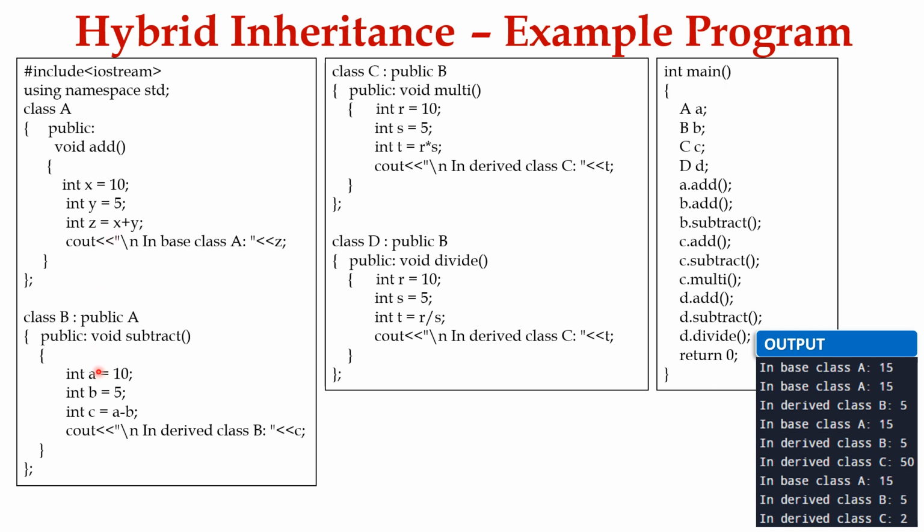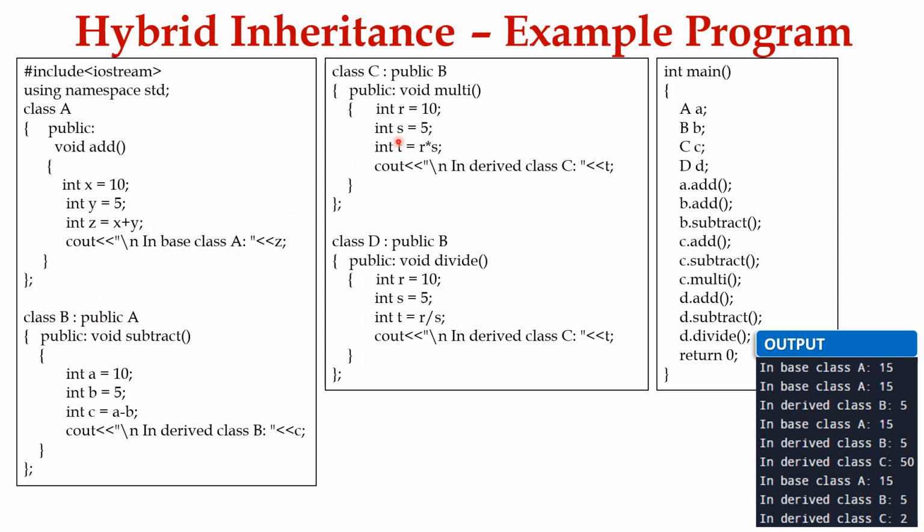Next, multiple inheritance is achieved through Class A, Class B, and Class C. Since Class A acts as a base class for Class B and Class B acts as a base class for Class C. Here, Class B is an intermediate base class where Class B serves as a derived class for Class A and base class for Class C.